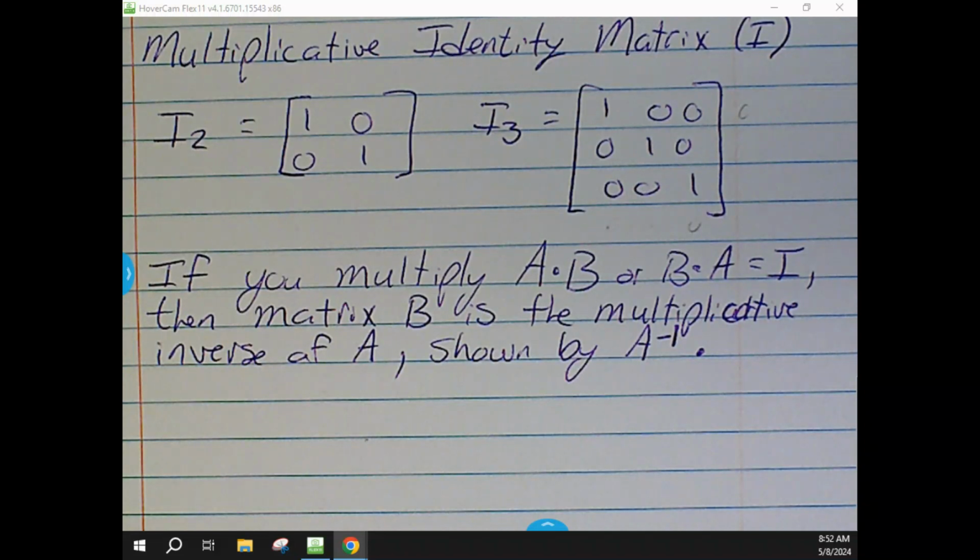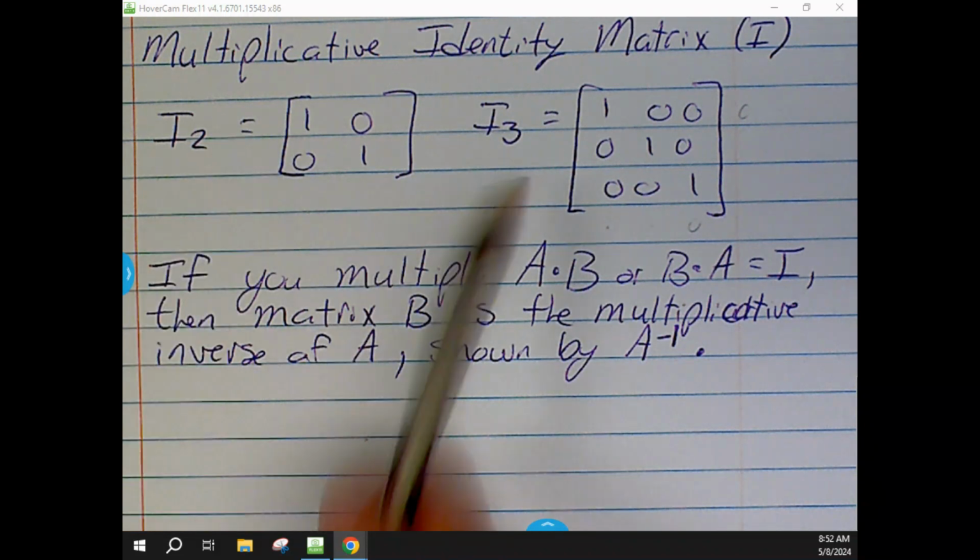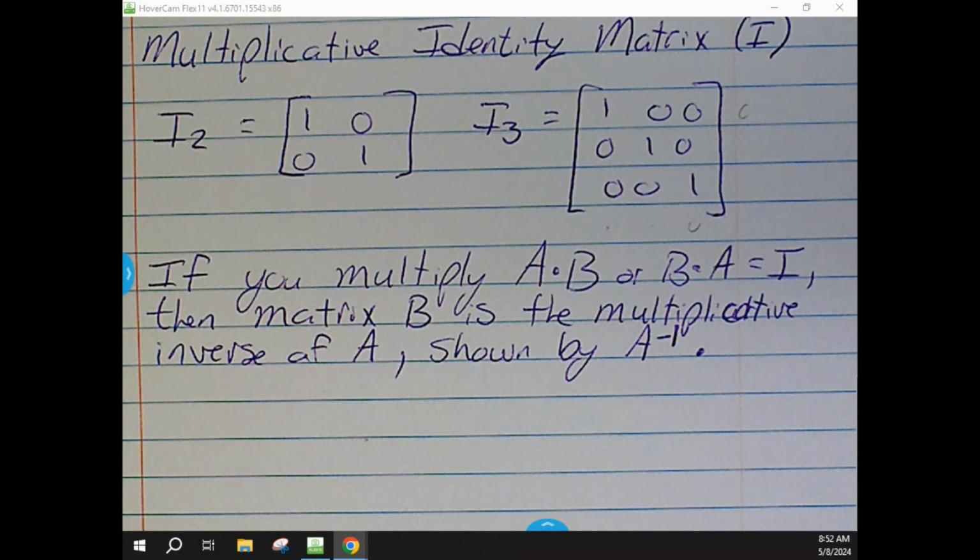Okay, so if you can take two matrices, multiply them together, and you get an identity matrix, whether it's I2 or I3, and again, it could be I4, we're not going to worry about getting an I4 matrix because that's just the same thing, just bigger. Then basically one of the matrices is an inverse of the other one. And if something is a matrix inverse, then they're going to say it's shown by A negative 1.